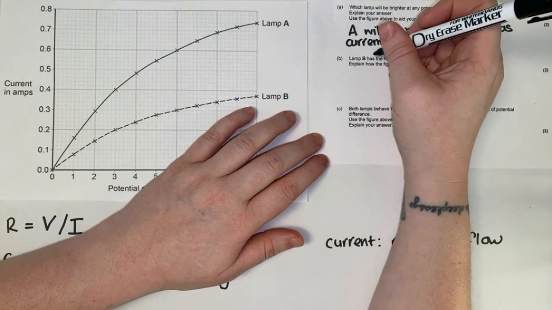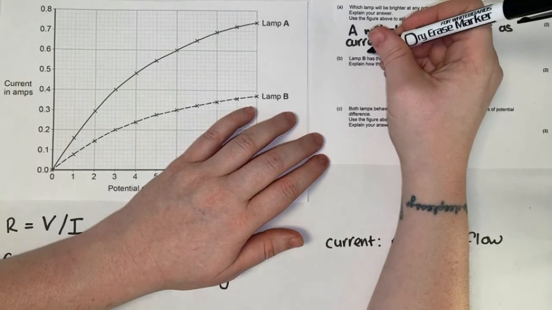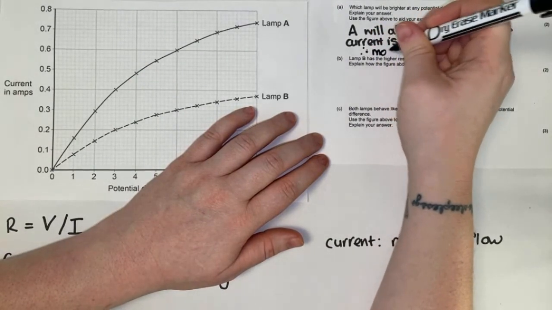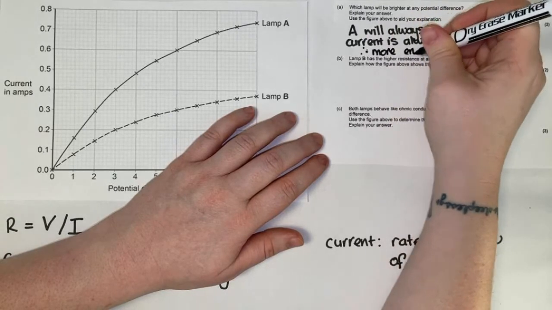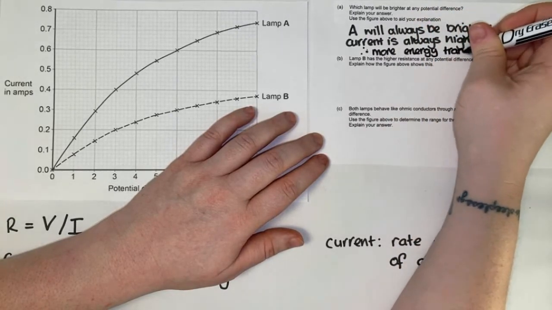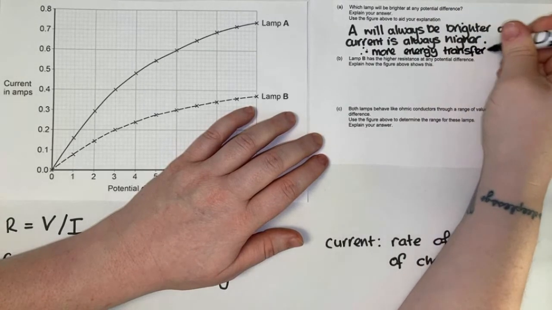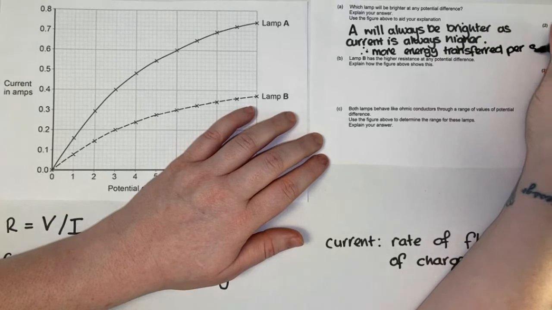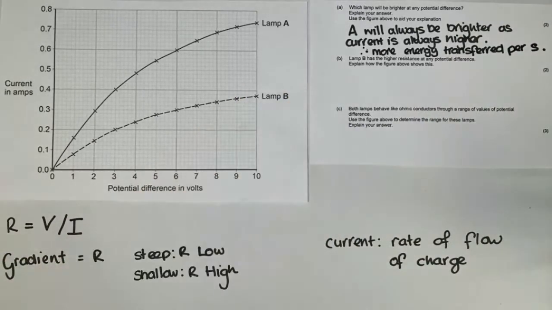The second marking point is that this means that there is more energy transmitted per second. Okay, now we can talk about energy transferred per second as being power. We haven't quite covered that topic yet, but we can still talk about energy being transferred per second.